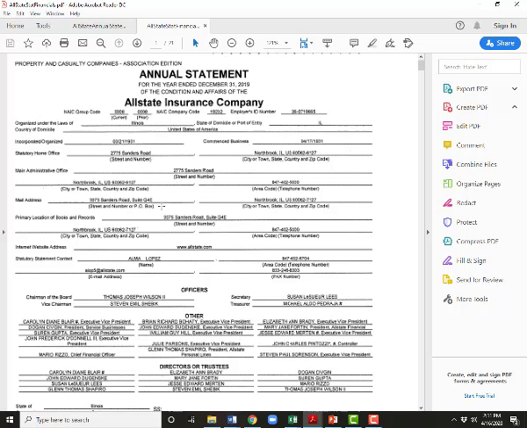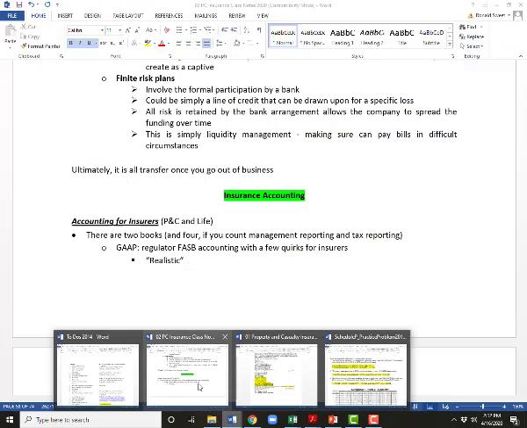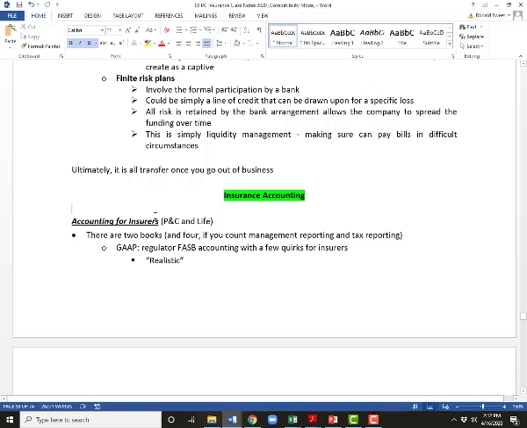I'm going to walk you through some of this stuff. I'm going to go back to the notes first and give you an introduction to the accounting, and then I do want to walk through some of the annual report. It's really the annual statement. It's what it's called on the statutory side. I want you to be familiar with what this financial looks like.